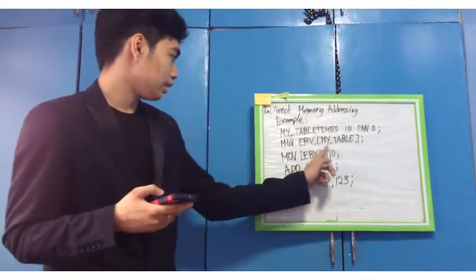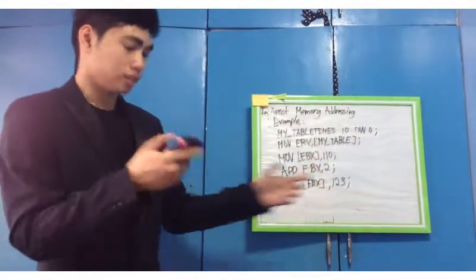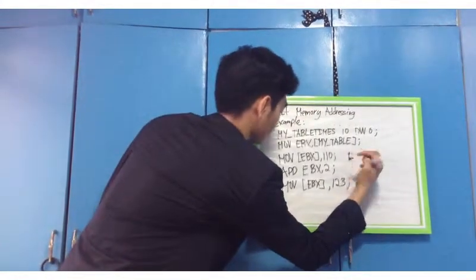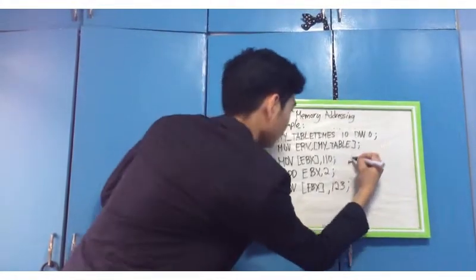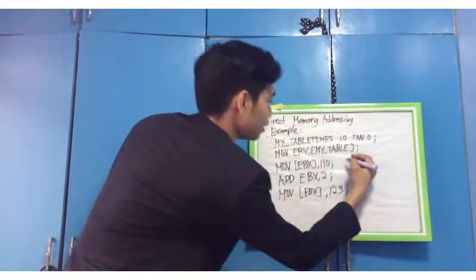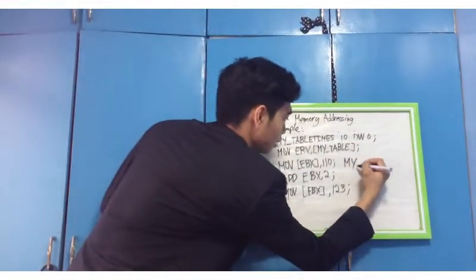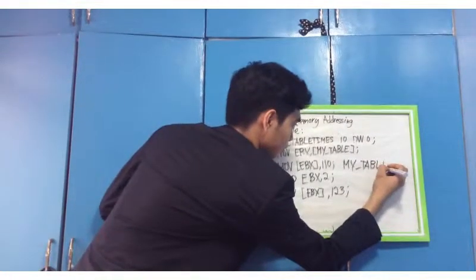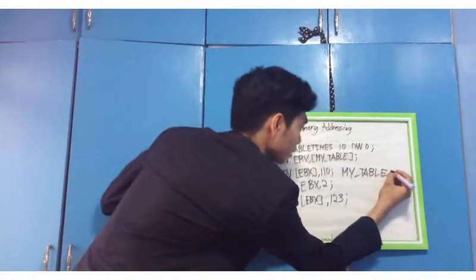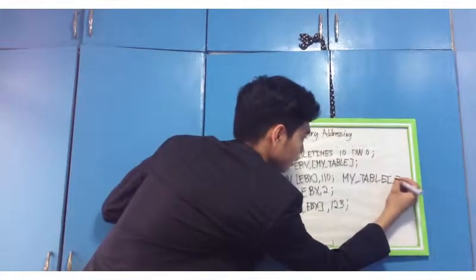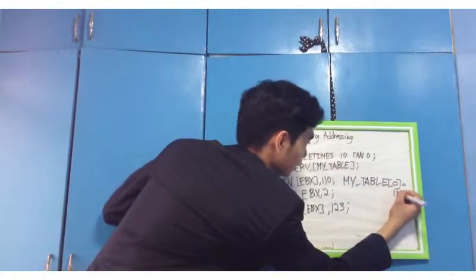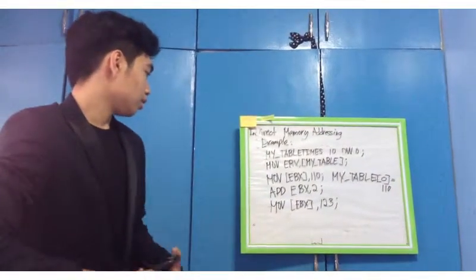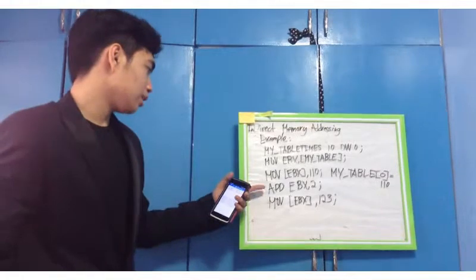Move EBX 110. Ang EBX natin, ang may table pala natin, kasi may table to eh. Index 0 ay equal to 110. So, ganyan siya kung mag-declare ka. So, proceed to the next line.